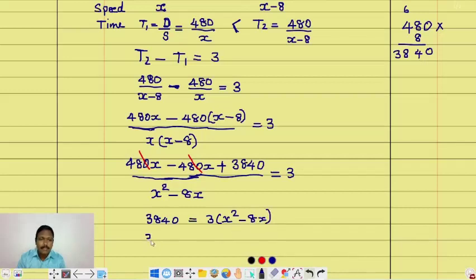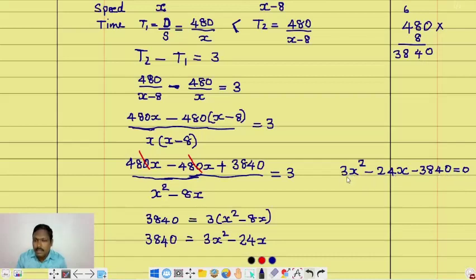So that is 3840 is equal to, open this bracket, you will get 3x squared minus 3 into 8, 24x. Now you can rearrange this one. While rearranging this, you will get 3x squared minus 24x minus 3840 is equal to 0.